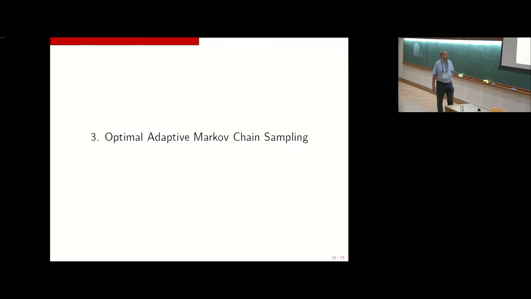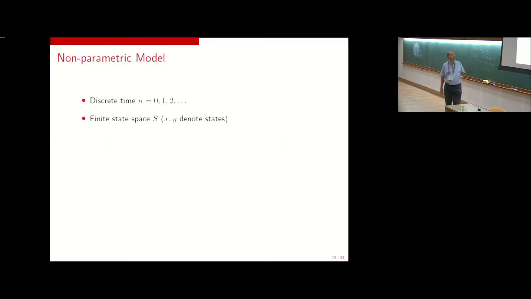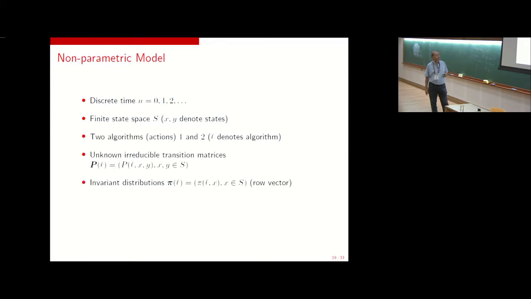Okay, so now let's apply these ideas in this temporal interference context. So again, we're going to be building a theoretical framework in which we have a finite state space S. We have two algorithms, 1 and 2. We have two different transition matrices describing the behavior of the system under the two different treatments that are available. And we have equilibrium distributions pi of 1 and pi of 2 for each of the two that corresponds to each of the two transition matrices.